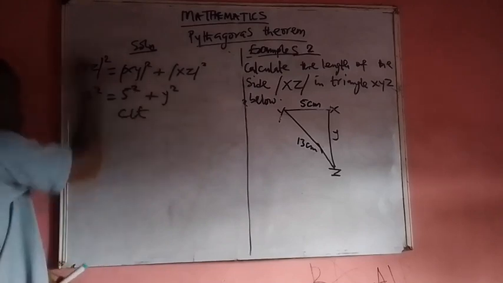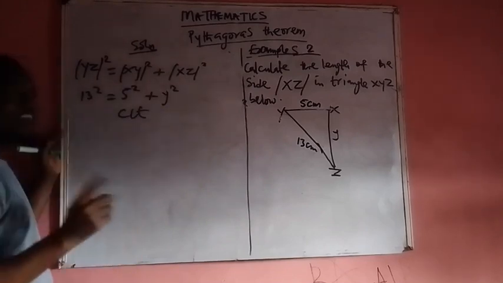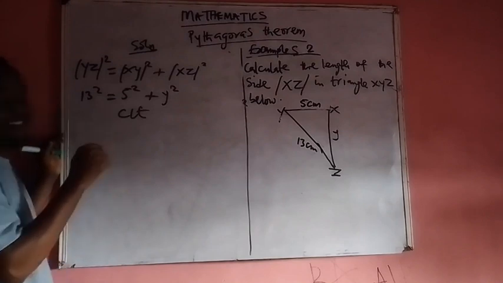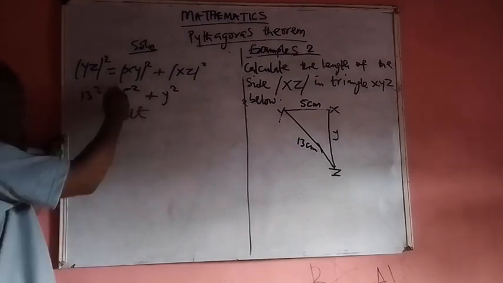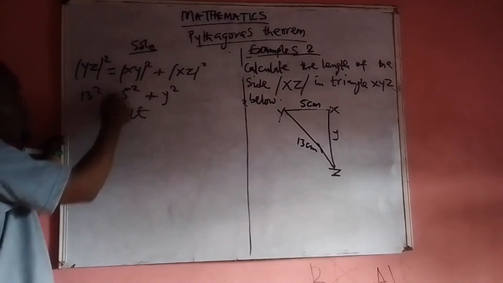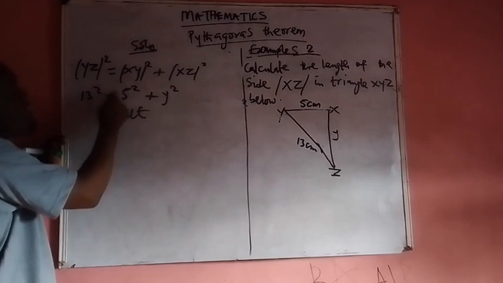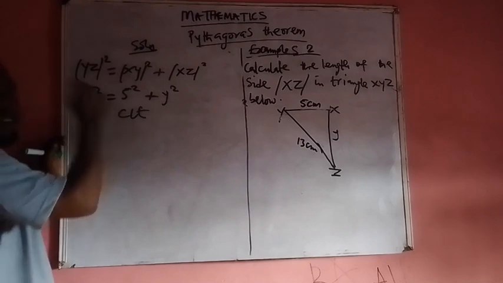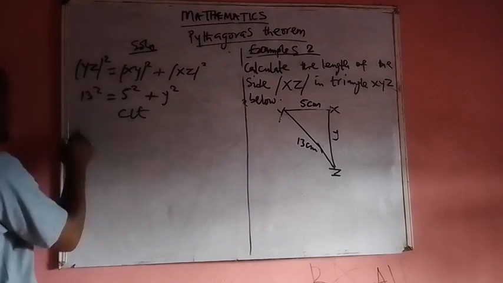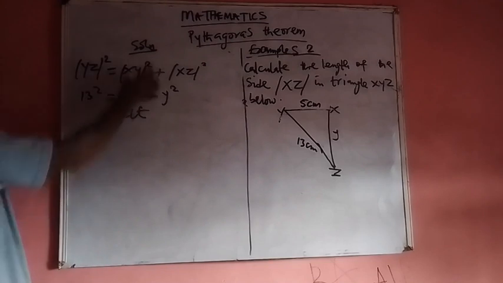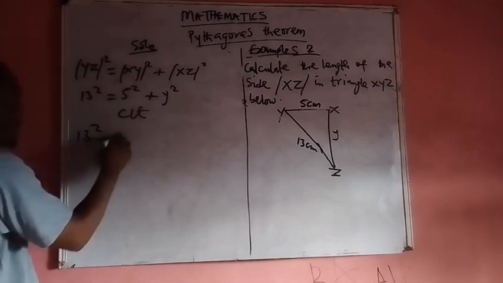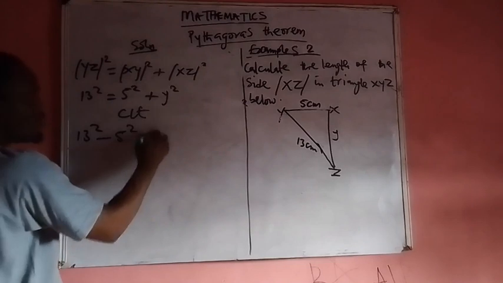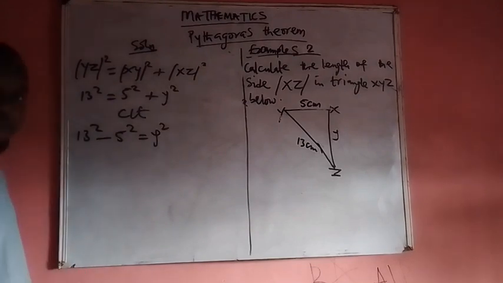And remember, when collecting like terms, always check the signs, whether it is plus or minus. Like here, there's an invisible plus in this place, so automatically this is plus 5. When plus crosses equal to, it becomes a minus. So when I take this plus 5, it will become minus 5 square, and 13 square minus 5 square is equal to y square. Are you with me? Good.